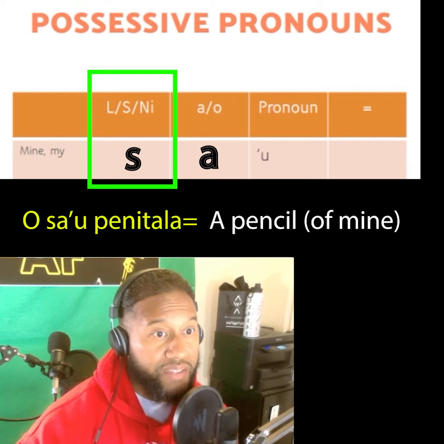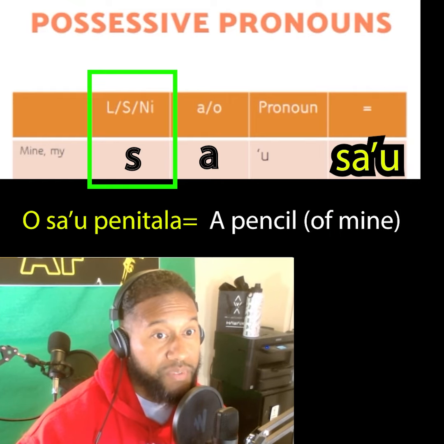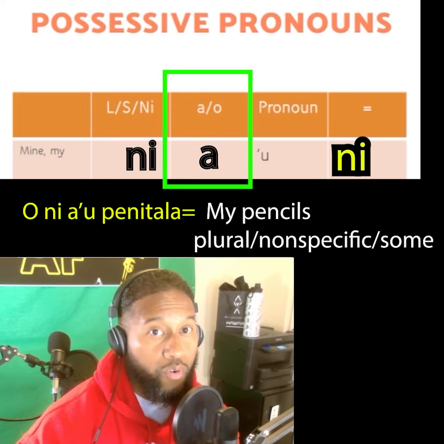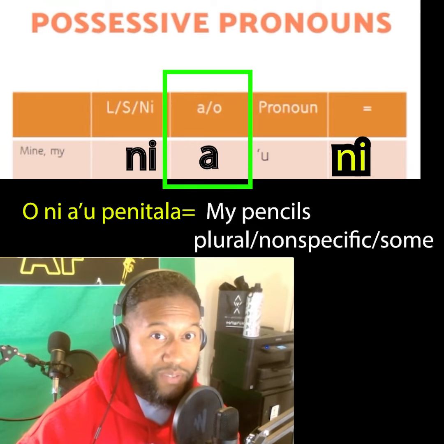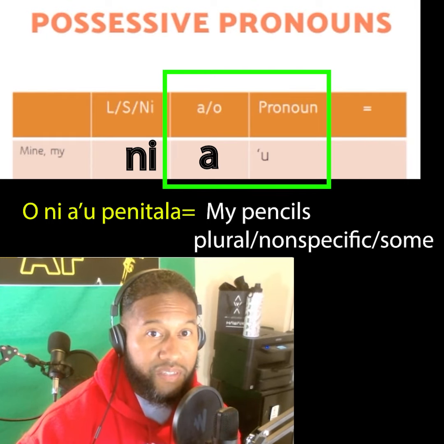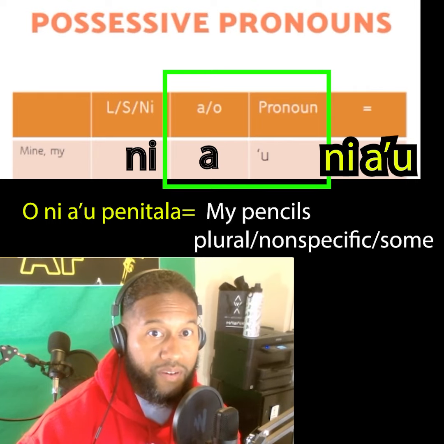If I bring down the S and I say sa'u penitala, we use the S because it's non-specific. It's like saying a pencil of mine. Say ni, so I bring down the ni. Now we have to figure out, is it going to be an A-class possession or O-class possession? We already said that pencil is A-class, so A-class right there. So ni, and this column right here combines with that column, all right? So nia'u, nia'u. So some of my pencils, some of my pencils.